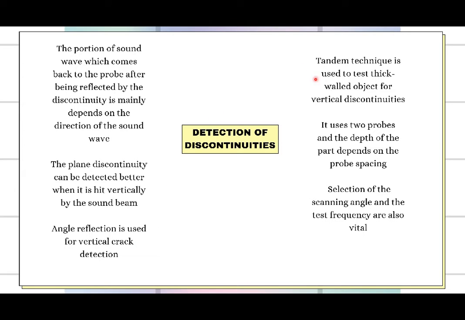Tandem technique is used to test thick wall objects for vertical discontinuities and is effective. It uses two probes, and the depth of the part depends on the probe spacing. Selection of the scanning angle and the test frequency are also vital for the single probe test.